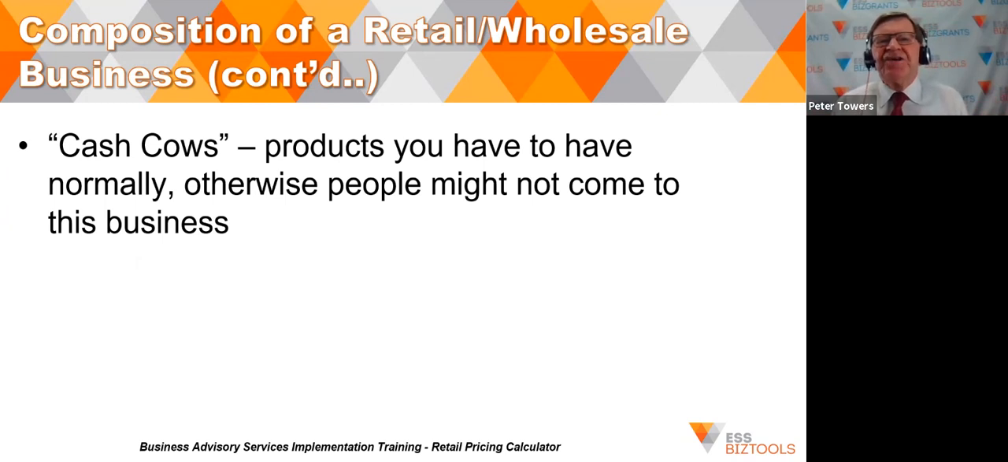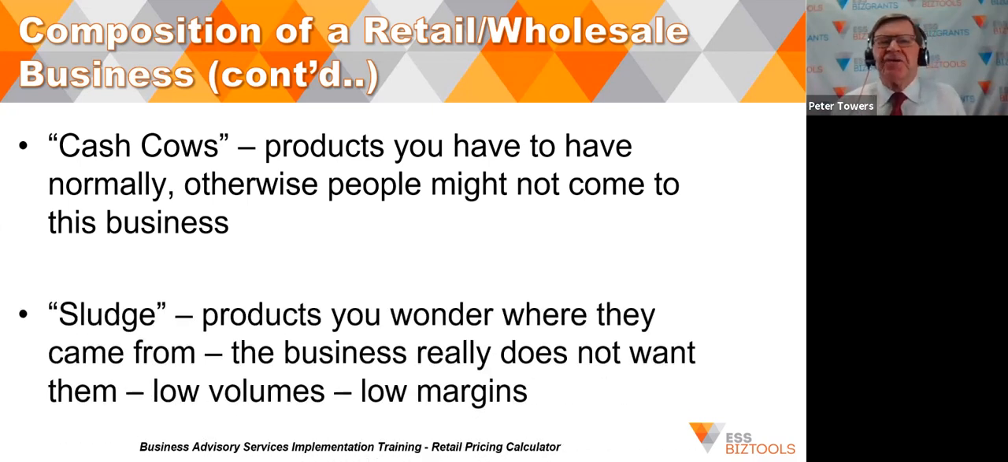Then we've got cash cows. These are the products that have got to be in a store. So I'm using a corner store as an example today in the presentation I'm going to show you shortly. Cash cows, what are they? Well, they're things like milk, bread, newspapers, products that a corner store's really got to have. But I think they should be spread throughout the store rather than all sitting around the cash register at the front of the store. And we'll talk more about that in a little while. And then we've got sludge, products that probably should never have been purchased. They've got a low volume and low markups. They're a nuisance. We really should get rid of them.